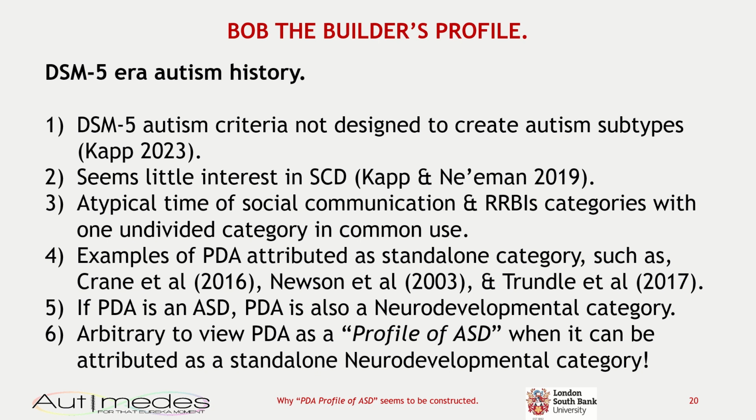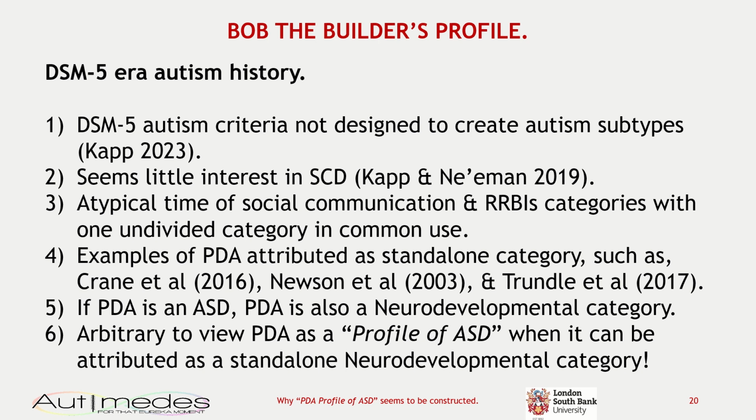And it matters because the present autism criteria are not designed to create autism subtypes. It's designed to be undividable. We know this because it got rid of autism subtypes. It's not like ADHD, for example, which has 3 subtypes. Autism just doesn't have them.